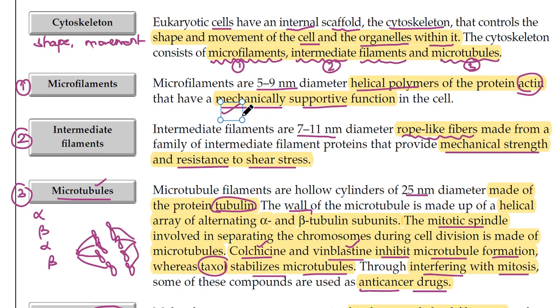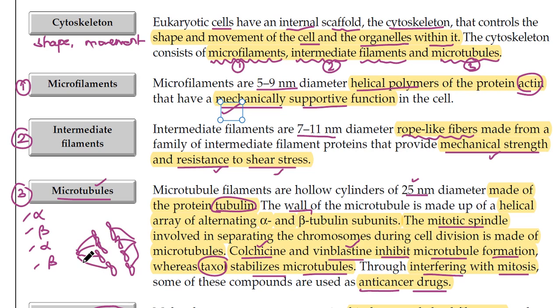They are around 7 to 11 nanometers in diameter, and they are rope-like fibers that give mechanical strength and resistance to shear stress. The third is microtubules, which are made up of the protein tubulin. They are bigger than intermediate filaments, and they consist of alternating alpha and beta subunits. The mitotic spindle, which is involved in separating the chromosomes, is made up of these microtubules only.